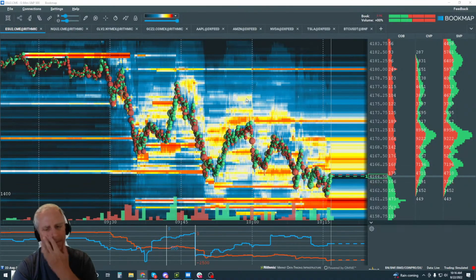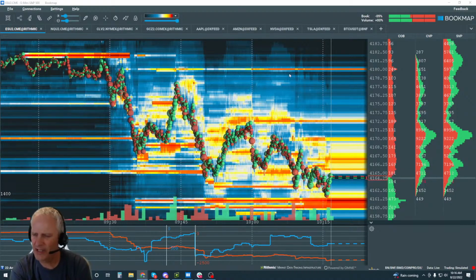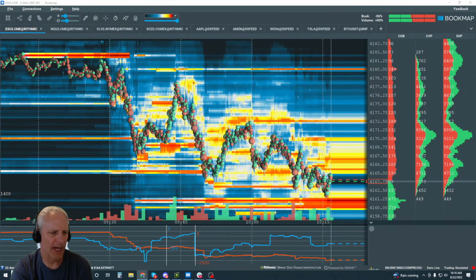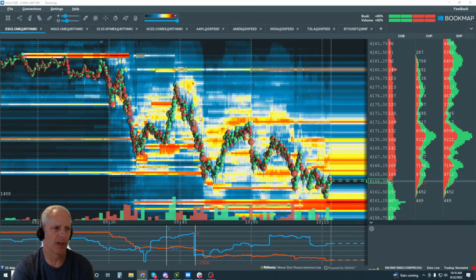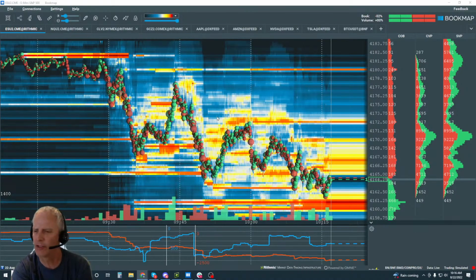Okay, so I'm going to take a step back and we're going to look at this now. We're going to look at this in here in terms of candles, but also like who's in control in these moves. We've talked about that many times.